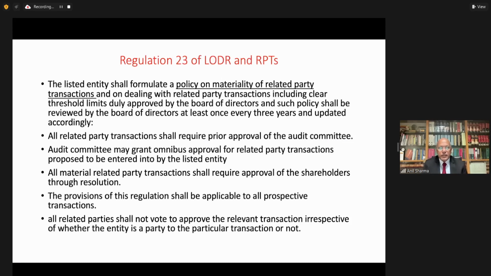Now, what are those disclosure requirements or other compliance requirements which flow from LODR? For that, you have to look at Regulation 23. What Regulation 23 says is that the listed entity shall formulate a policy on materiality of related party transactions. Now, the major change with regard to related party transactions under the Companies Act and under LODR is that LODR is looking at material related party transactions.